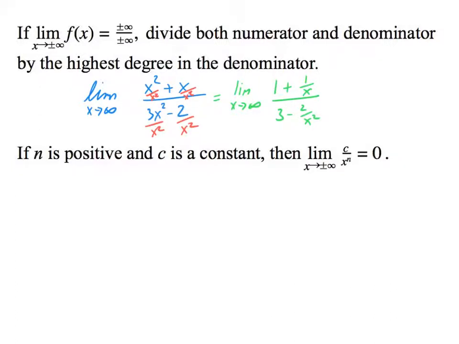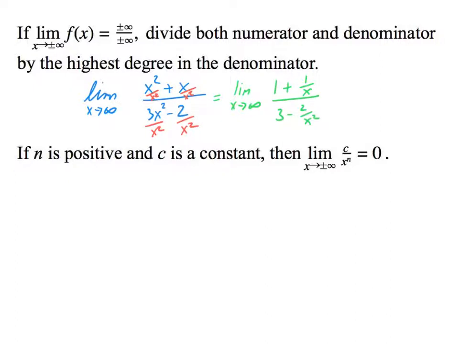Anybody like, how does that help me? Well, it does. And that's why this little strategy helps us do limits to infinity or negative infinity. And here's where this next statement comes in. If n is positive and c is a constant, then the limit as x approaches infinity, positive or negative, of a constant over x to any power is 0.